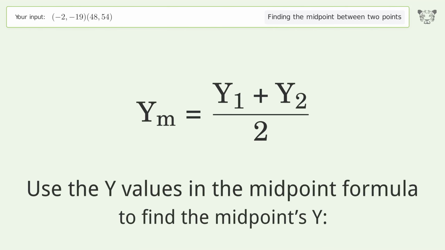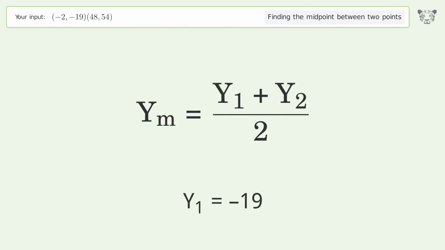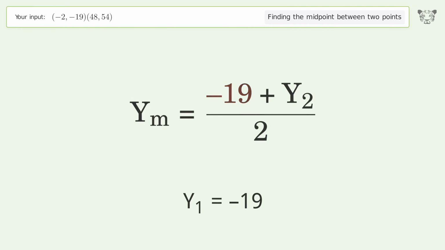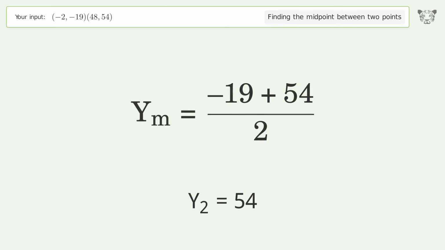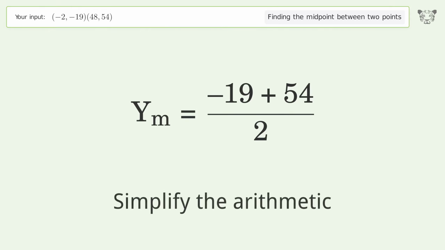Use the y values in the midpoint formula to find the midpoint's y. y1 equals -19. y2 equals 54. Simplify the arithmetic.